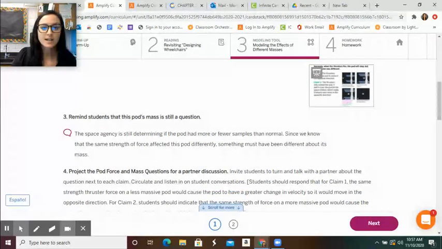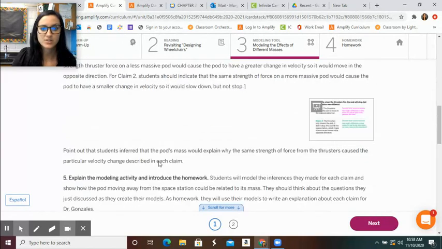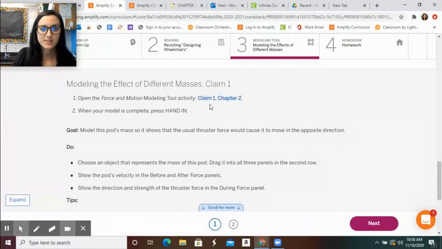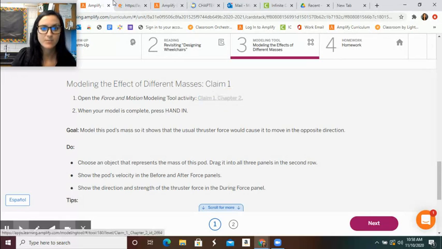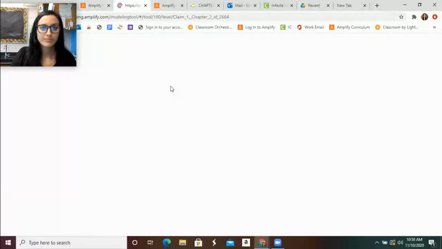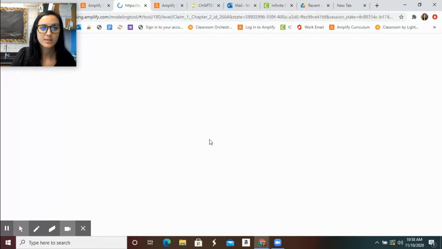And so down here, you're going to notice there are 2 pages, so we are modeling each claim. So page 1 is claim 1, and then page 2 is claim 2. So I'm going to click on that link, and that link is going to bring me to the modeling tool. So I just clicked right there. And this will load up the modeling tool, and I'm going to model claim 1.